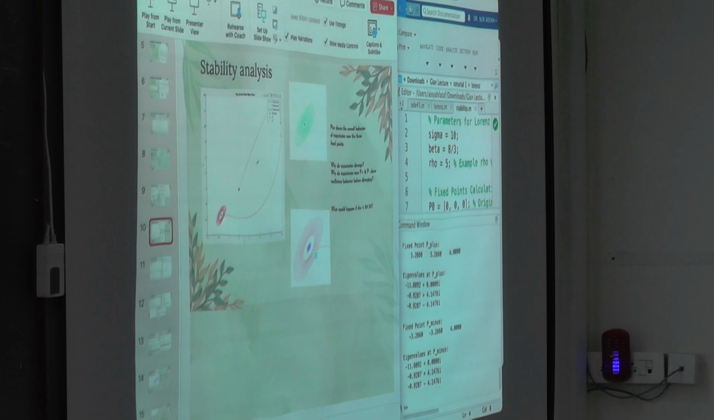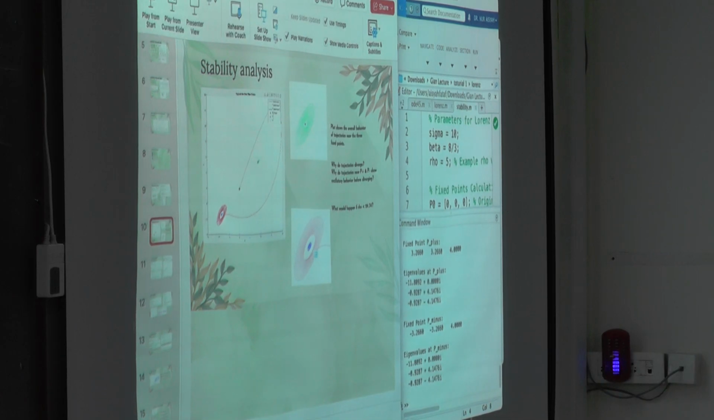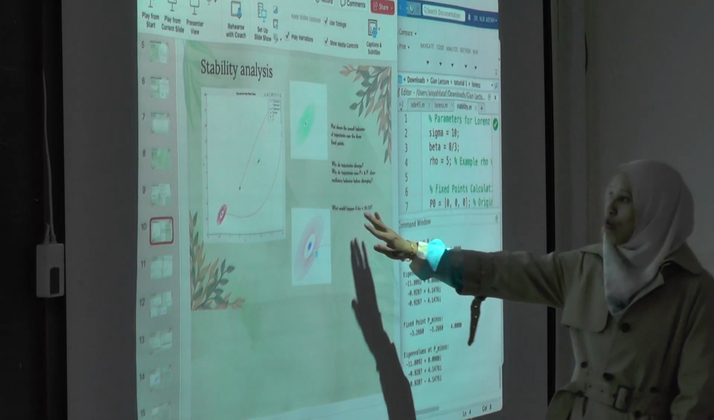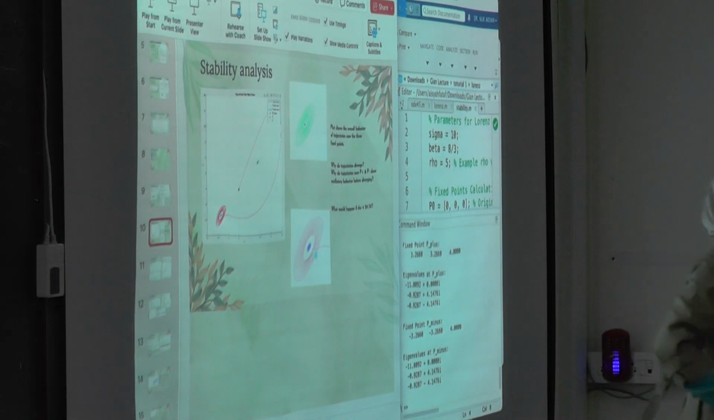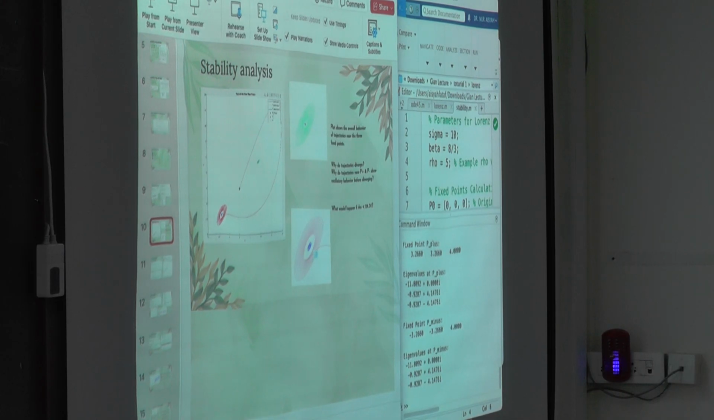Also the same. It's just because of the eigenvalue. Nearby the fixed point, the trajectories oscillate because of the complex eigenvalues. We already checked this. What will happen if rho is less than 24? We already checked that one through the phase space and also the time series. We can see it is very stable.